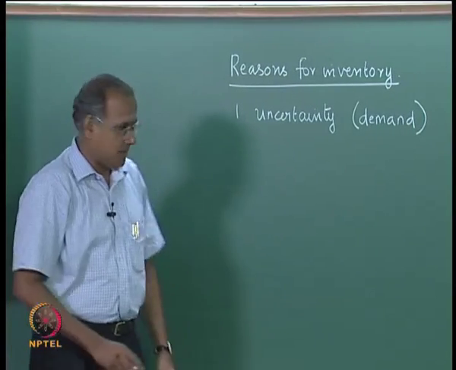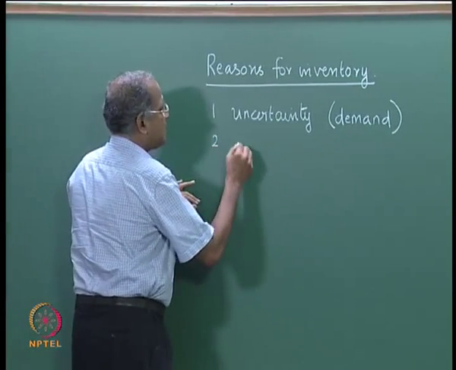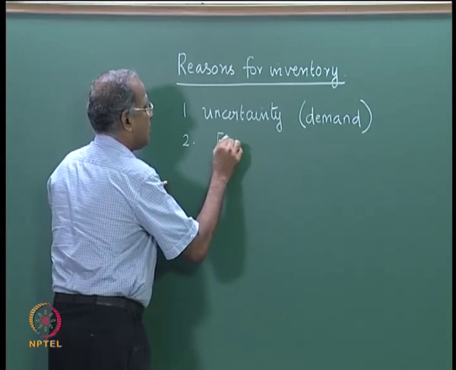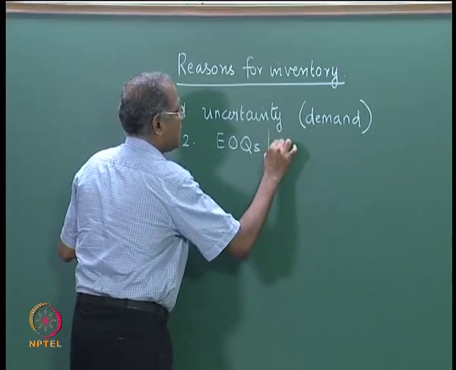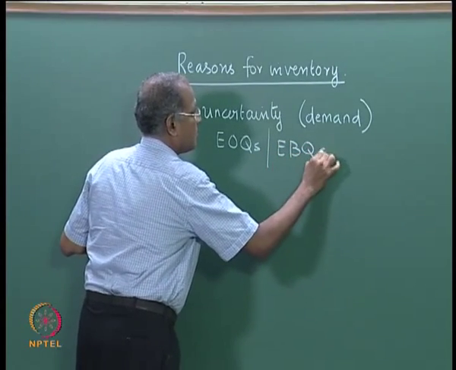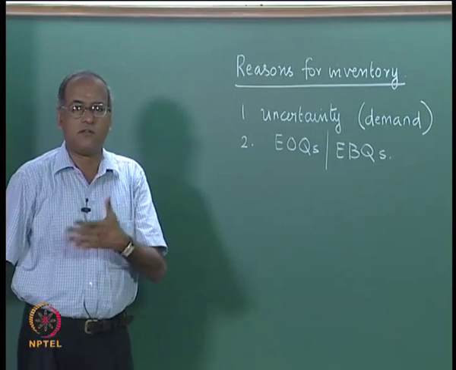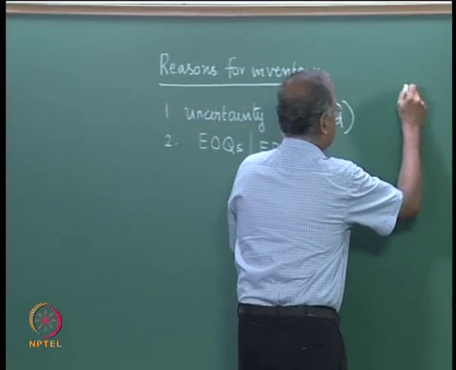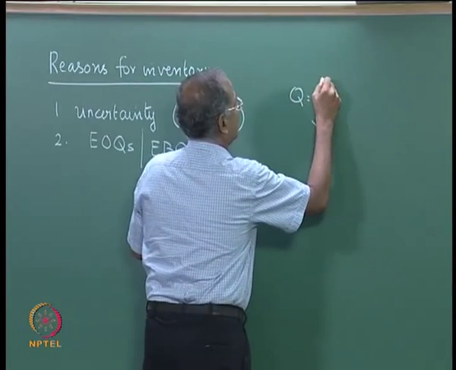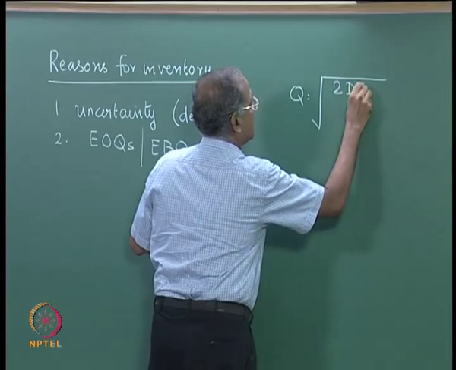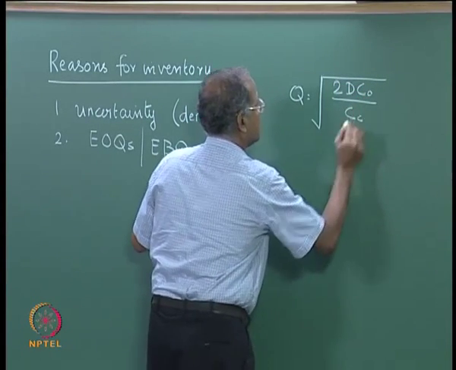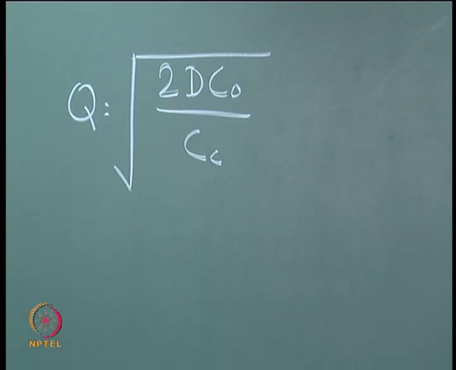A second reason for large inventories was insistence on economic order quantities and economic batch quantities. Now, the economic order quantity formula and economic batch quantity formula are well known. So, the economic order quantity formula is given by root over 2 D C naught by C C, where D is the annual demand of the item, C naught is the order cost for the item, and C C is the inventory holding or carrying cost for the item.